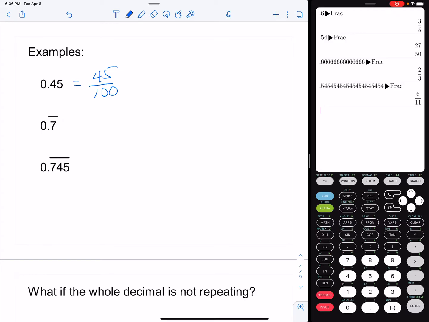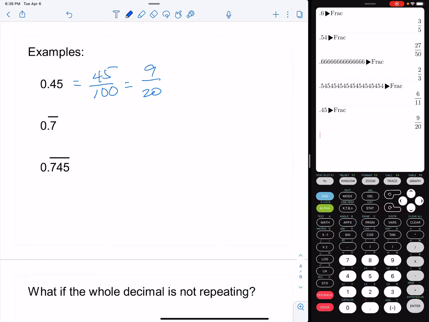Two decimals get 100, 3 decimals get 1,000, 4 decimals get 10,000, and so on. And then we have to simplify that. So we go to our calculator, 0.45, math, enter, enter, and we end up with 9/20 as our final answer.